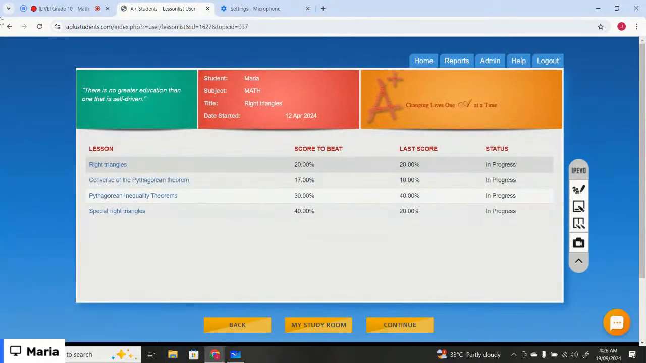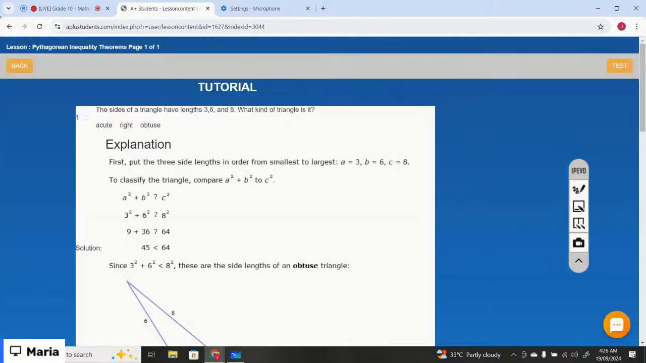The next lesson is Pythagorean inequality theorems. Okay, if the sides of our triangle are 3, 6 and 8, what kind of triangle is it? First, put the three side lengths in order from smallest to largest, right? Largest is the hypotenuse, right? Just put it in the Pythagorean theorem and see. Largest one is the C. So 8 square, you have 6 square plus 3 square. 9 plus 36 is 45.